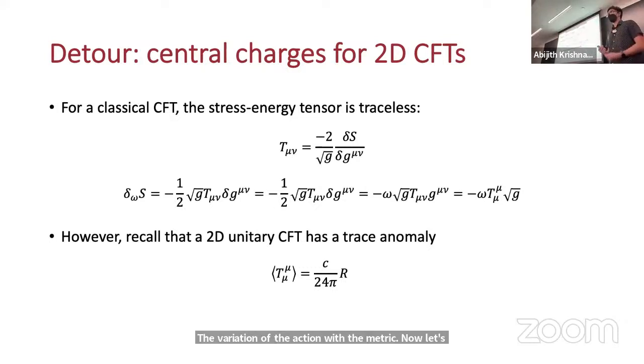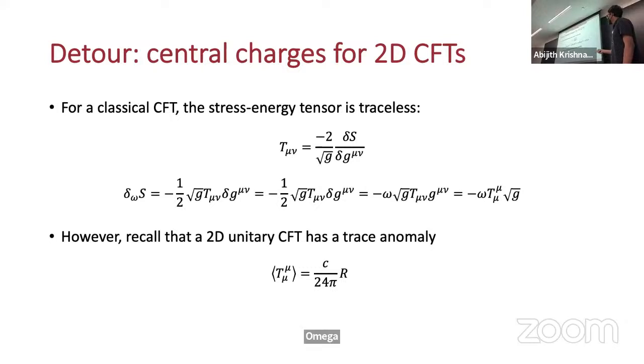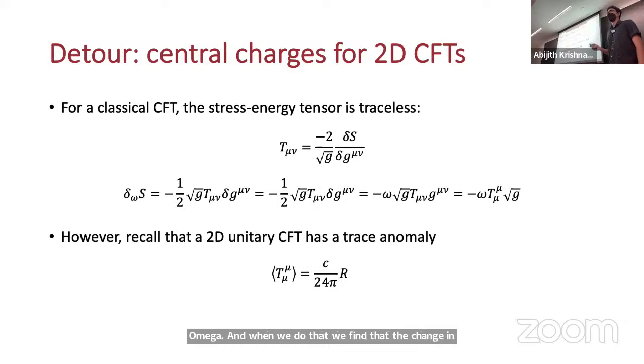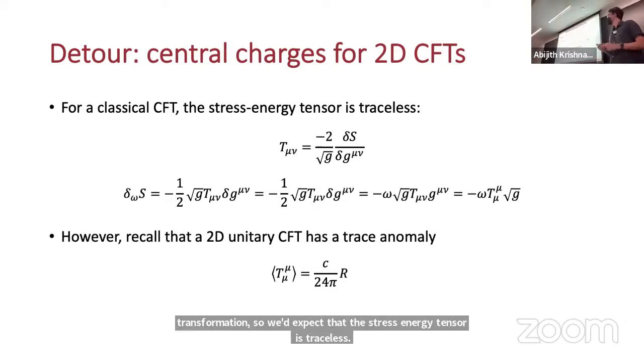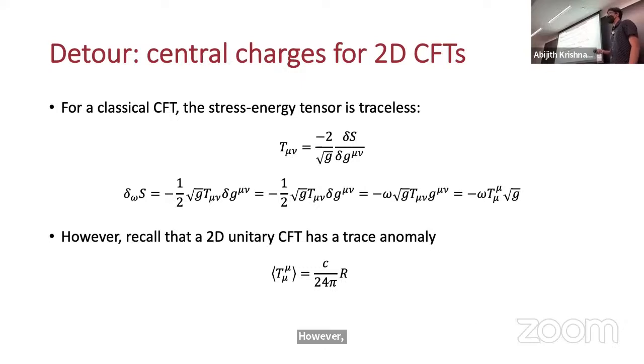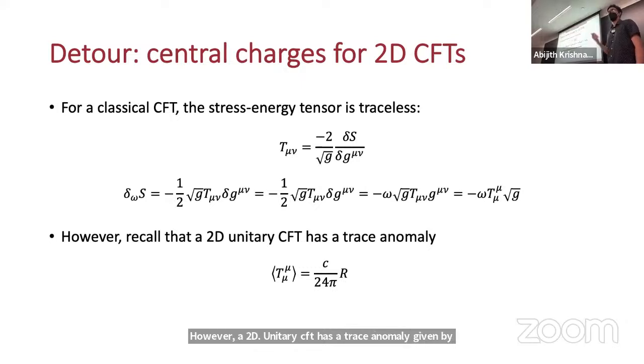Now let's perform a Weyl transformation on our system. Let's increase the scale of our system by some value omega. And when we do that, we find that the change in our action is proportional to the trace of the stress energy tensor. And if our theory is conformal, we expect that our action doesn't change under a Weyl transformation. So we'd expect that the stress energy tensor is traceless. However, a 2D unitary CFT has a trace anomaly given by c R over 24 pi, where c is the central charge, R is the Ricci scalar.